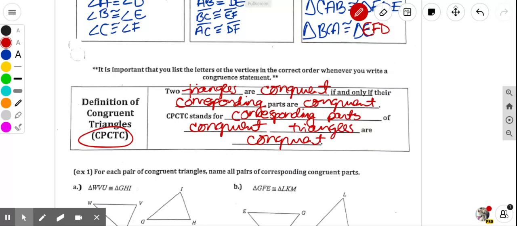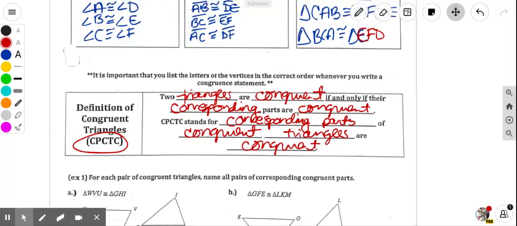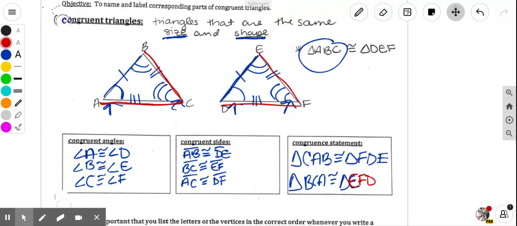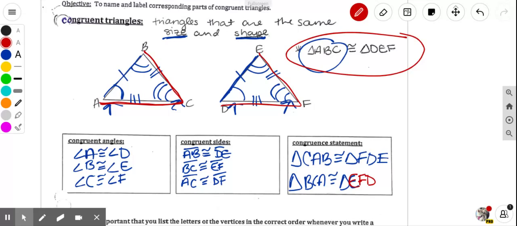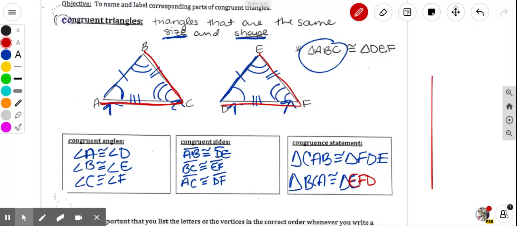When we actually use this in proofs, I will bring it up again, but basically it just means that if you're told that two triangles are congruent, like we were told over here that ABC and DEF were congruent, you can then say that all of the corresponding parts are congruent. So that's what CPCTC stands for.